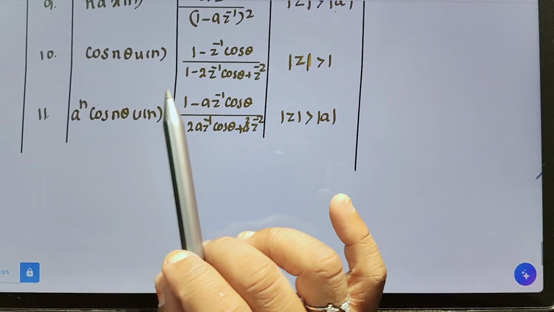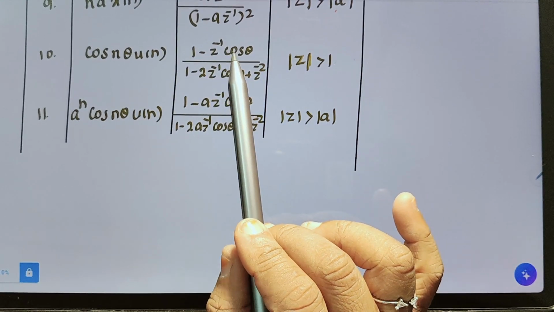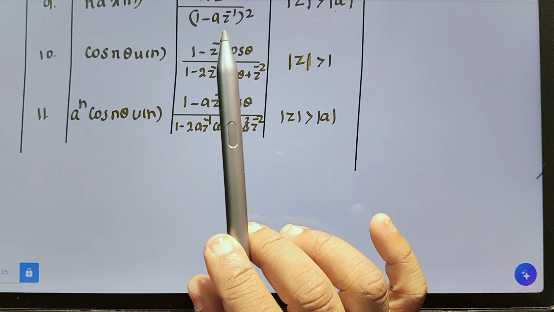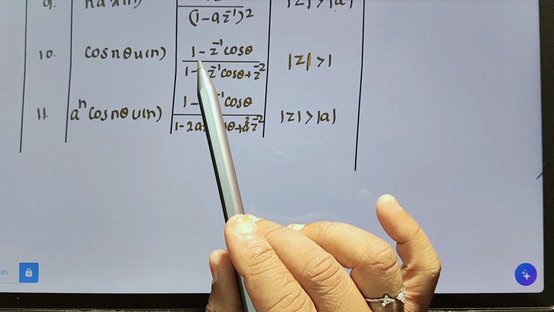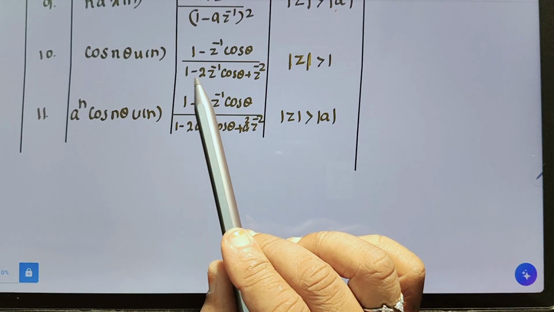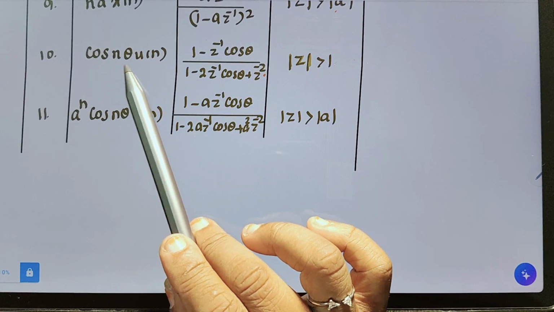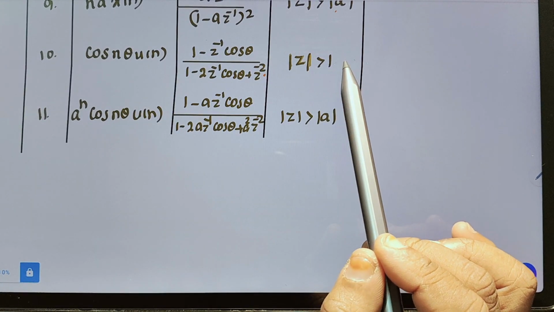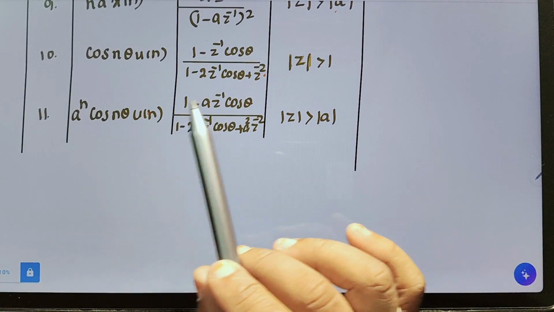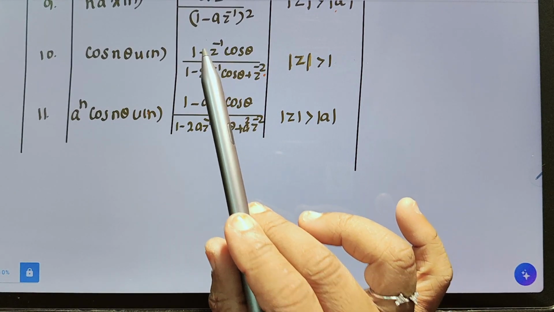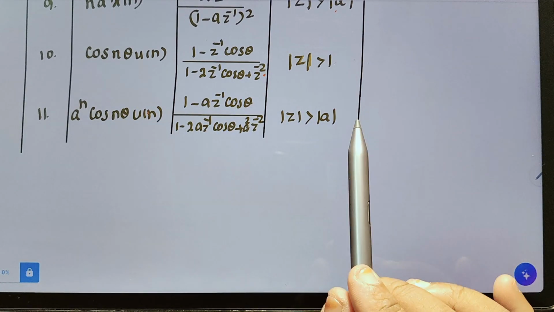And see the formula cos n theta into u of n. In case of the cos term, this is the formula. This formula is derived from one shortest method. I will explain later on. Okay. 1 minus Z power minus 1 cos theta divided by 1 minus 2 into Z power minus 1 cos theta plus Z power minus 2. Here there is no a term, so modulus of Z greater than 1. The same formula, only additionally a power n is added, so multiplied here. So a is only additionally multiplied, here also a, here also a. So when a is available, automatically the ROC is also reflected in terms of a.